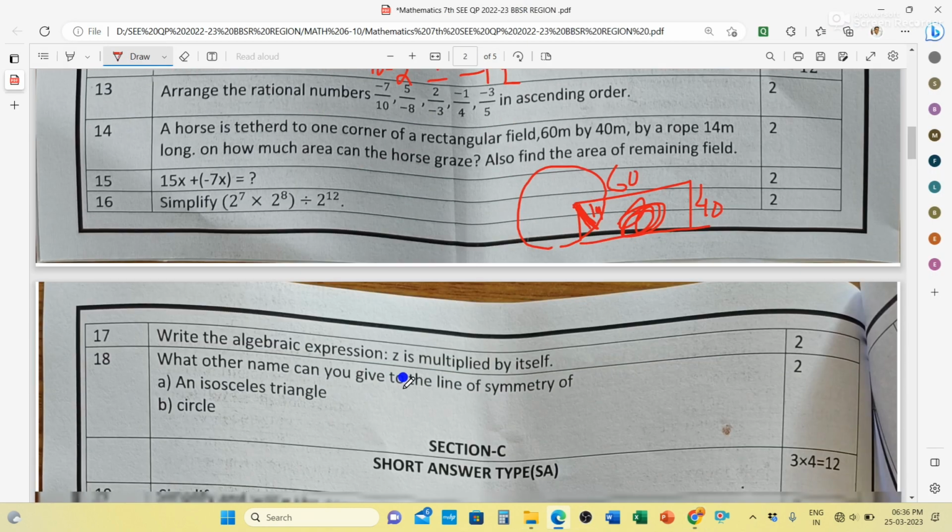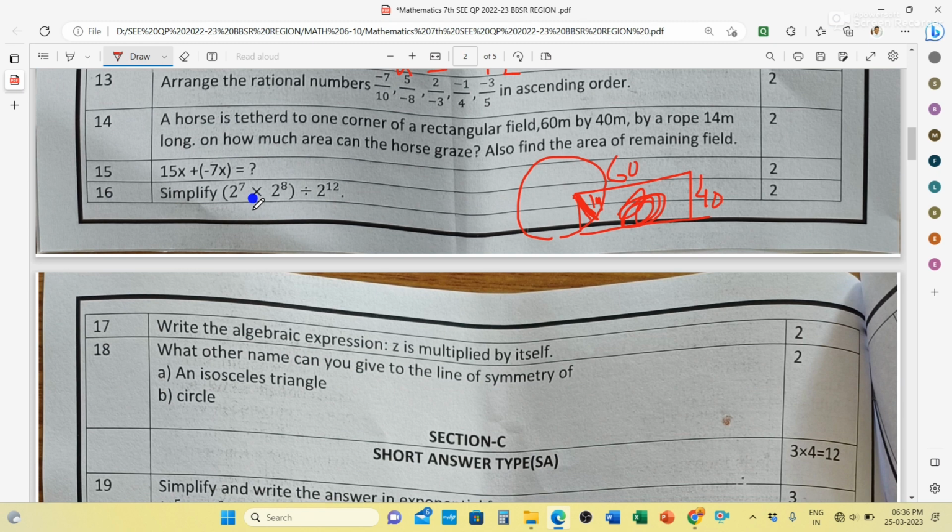Then simplify 2 to the power 7 multiplied by 2 to the power 8 divided by 2 to the power 12. First you have to solve the bracket. You know the BODMAS rule. First bracket, then of, then division, then multiplication, then addition, then finally subtraction.